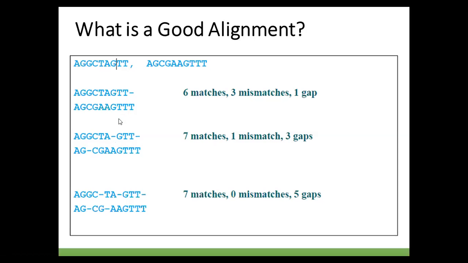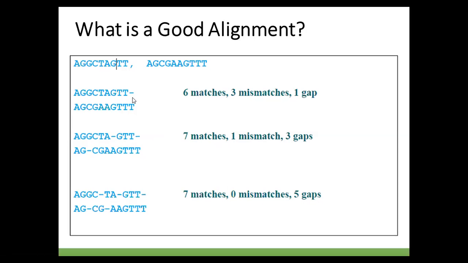Okay. So there are 6 matches here, 3 mismatches and 1 gap. So here, after including gaps, we can see 7 matches, 1 mismatch, and 3 gaps. And here there are 7 matches, 0 mismatches, and 5 gaps. Okay.